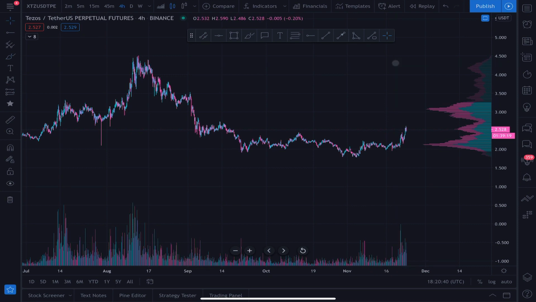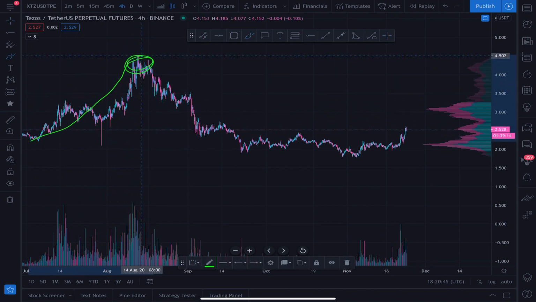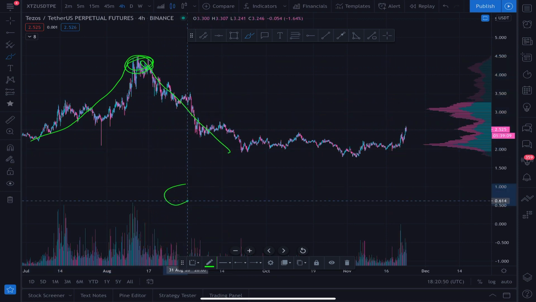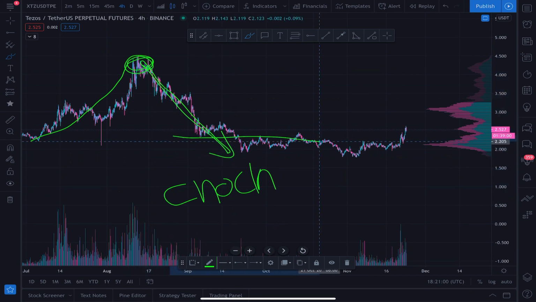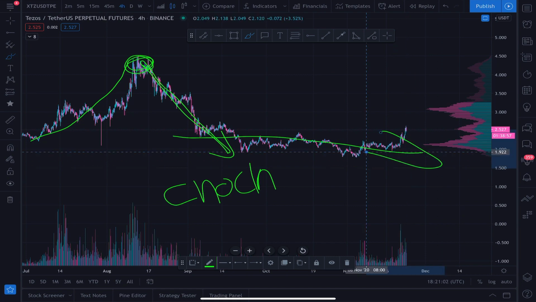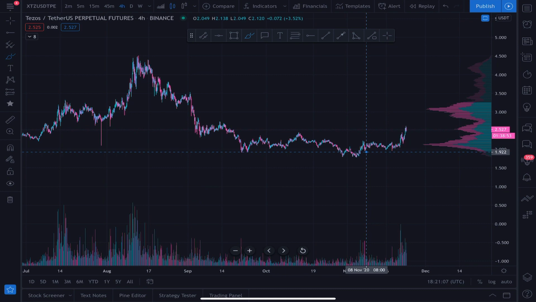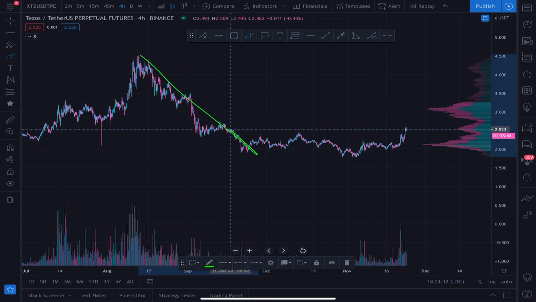So right here we have a markup, okay? The markup hit a distribution and we started to mark down. Then we have what's called a change of character, CHOCH. We went from a downtrend to a range-bound sideways consolidation. So that change of character is what you need to pay attention to. Basically, the trend was pretty much down here, and right here is this significant change of character.